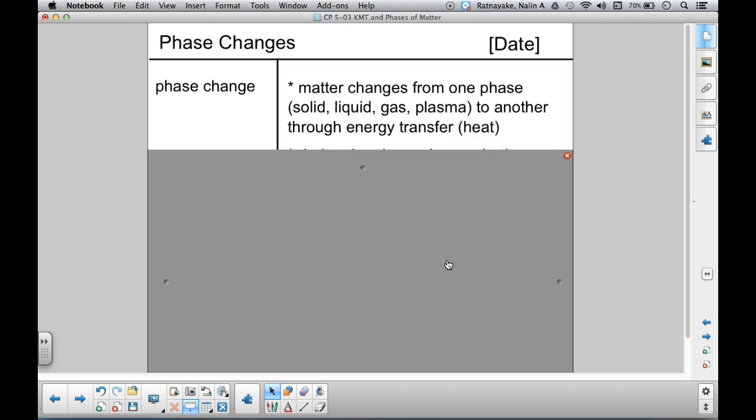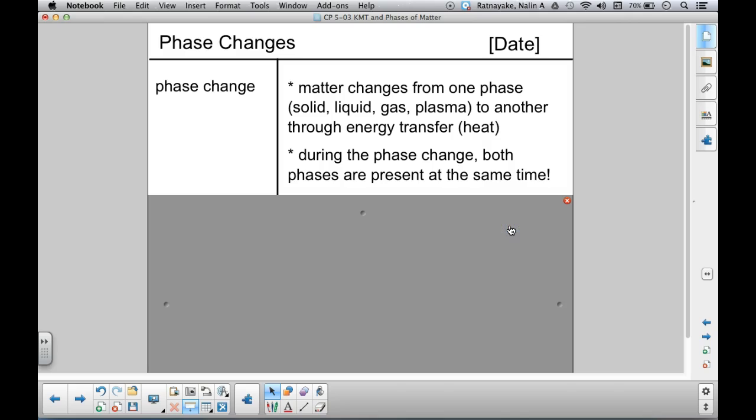And this always happens through energy transfer. We have learned in a previous lecture that the transfer of thermal energy specifically is called heat. So anytime we're moving thermal energy from one place to another, there's the possibility of a phase change. So during a phase change, while it's actually happening, both phases are present at the same time.